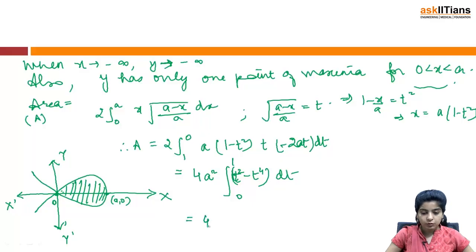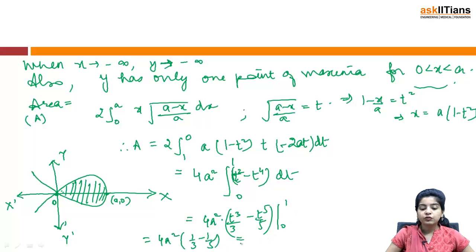So this becomes 4a square, then you can simply integrate it: t cubed by 3 minus t to the power 5 by 5, from 0 to 1. So this will be equal to 4a square into 1 by 3 minus 1 by 5. So this is 2 by 15 into 4a square, that is 8a square by 15 square units. So this is the final answer.